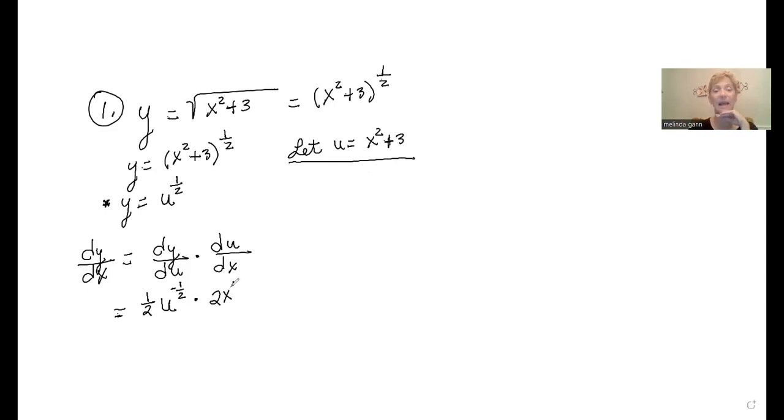Now, what's my last step? Well, my last step is to substitute back. My original problem didn't have u's in it. I made u up. So I've got to go back and substitute back for u. What was u? u was originally x squared plus 3.